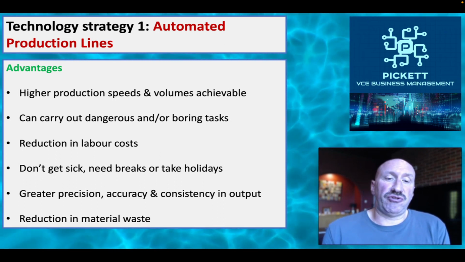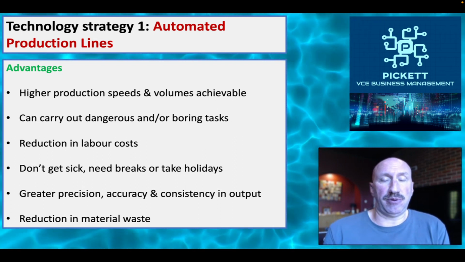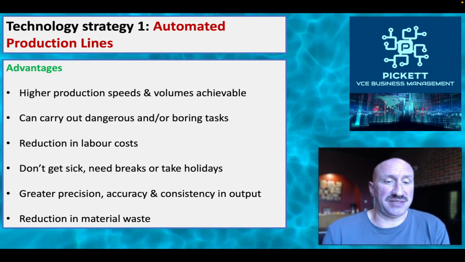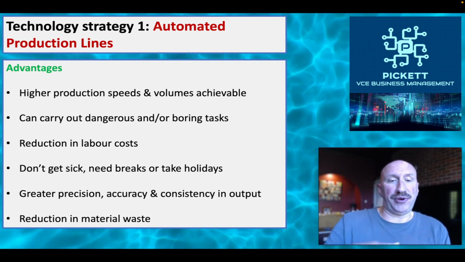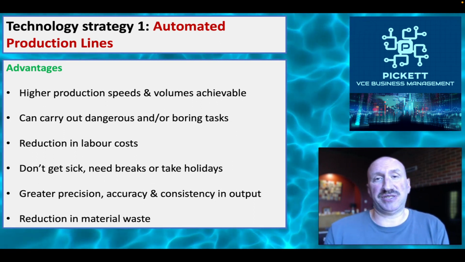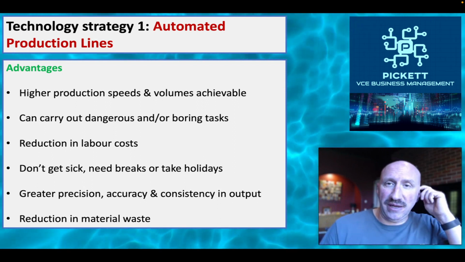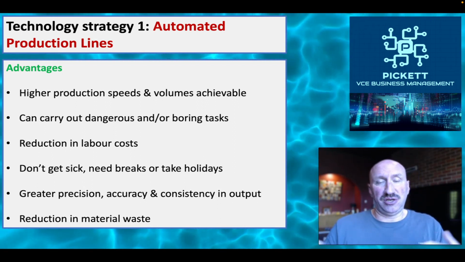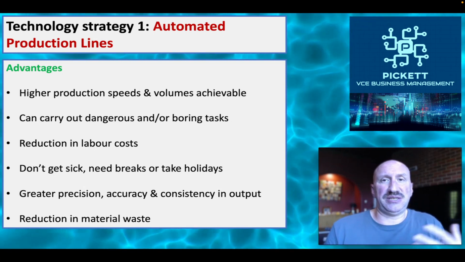Greater precision, greater accuracy, and greater consistency in output than if people were producing. I think that makes sense. And a reduction in material waste. And that really comes from the point above. If there's greater precision, accuracy, and consistency, you're not going to be throwing as much stuff away, whether it be finished product or the byproducts of producing the thing, because there's less waste involved.